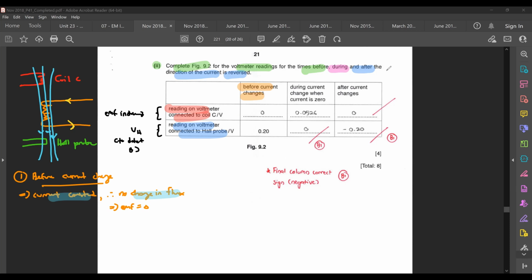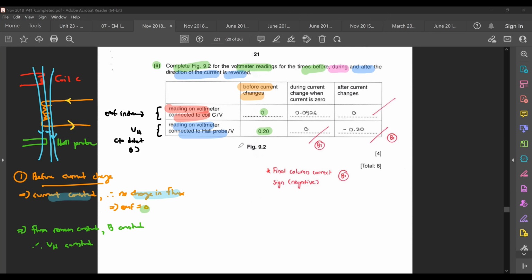All right. But at the same time, because your flux remains constant, your B is constant, therefore Hall voltage is going to be constant too. So the value of your Hall voltage is actually given here in your question itself, 0.20 volts. When it comes to the EMF induced, it's really just going to be 0. So this is the first column.